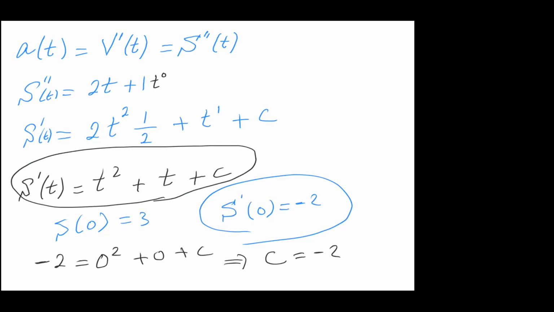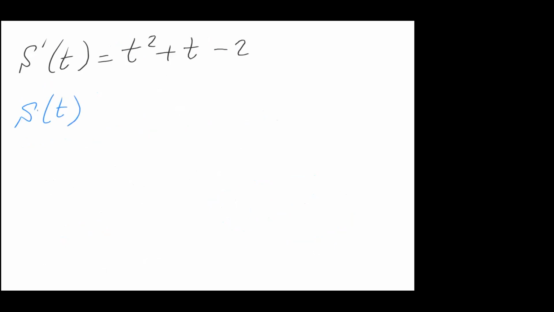Let me go ahead and go to the next page. So I'm going to rewrite this as s prime of t equals t squared plus t minus 2. Let's take the antiderivative one more time. On the left-hand side, now I get s of t equals, here is my t squared becomes t cubed divided by 3 or multiplied by 1/3. Then I have t squared times 1/2, minus 2 times t, plus some constant.